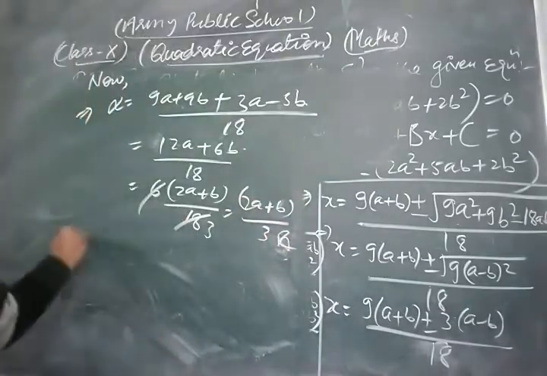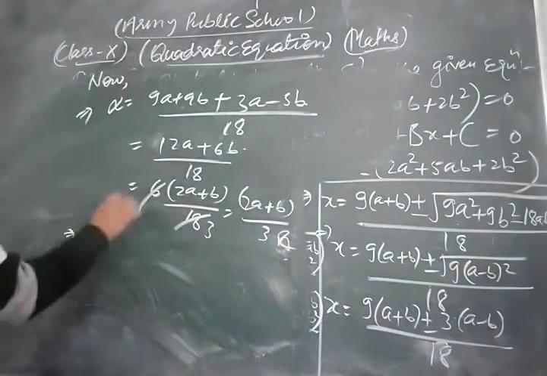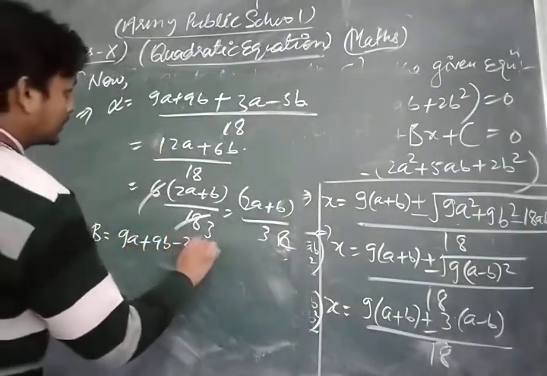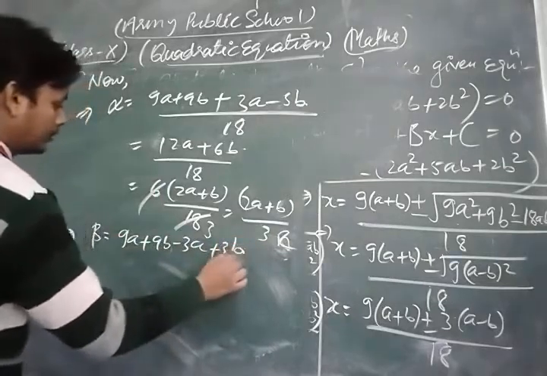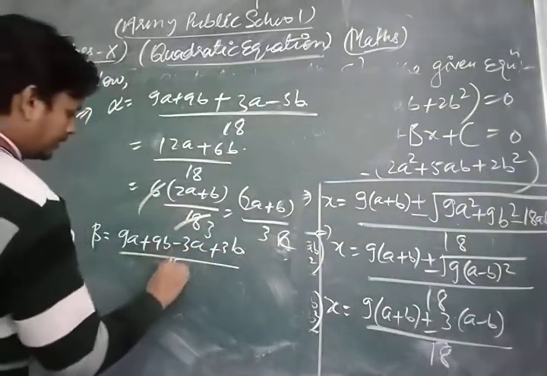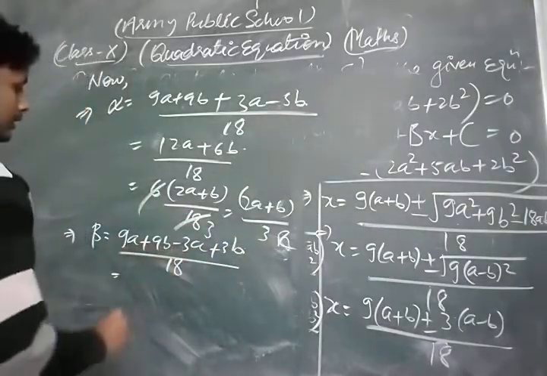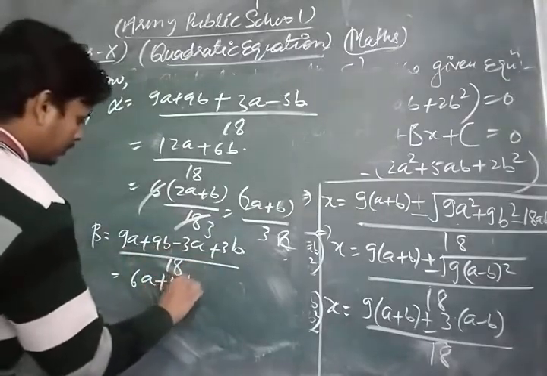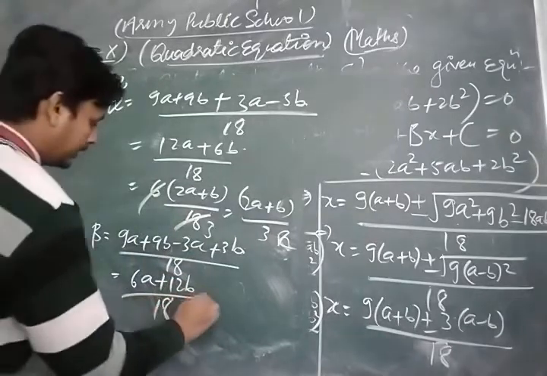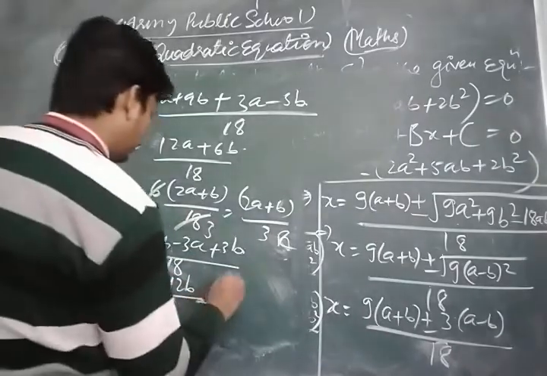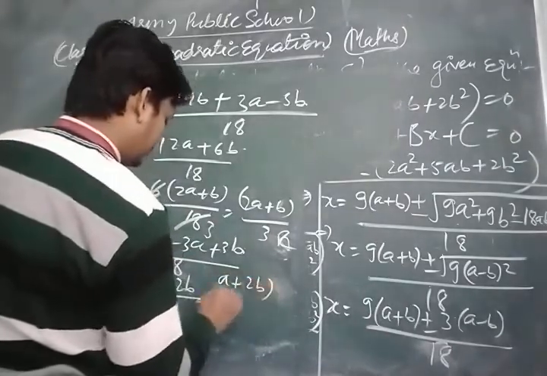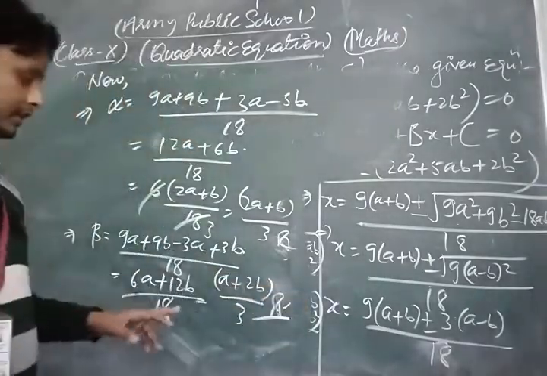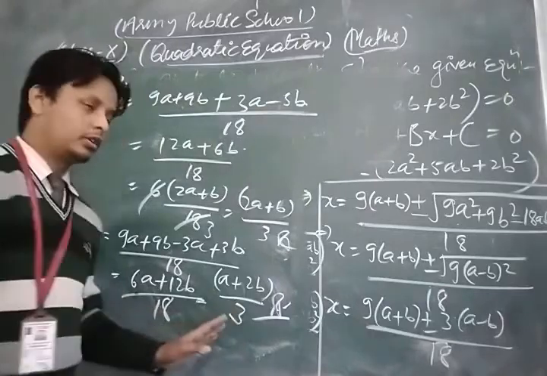And when we take the negative sign, this is 9a plus 9b minus 3a plus 3b upon 18. So now 9a minus 3a is 6a, and 12b upon 18. We take 6 as common, 6 threes are 18. So this is a plus 2b upon 3. So this is the required solution of the given question.